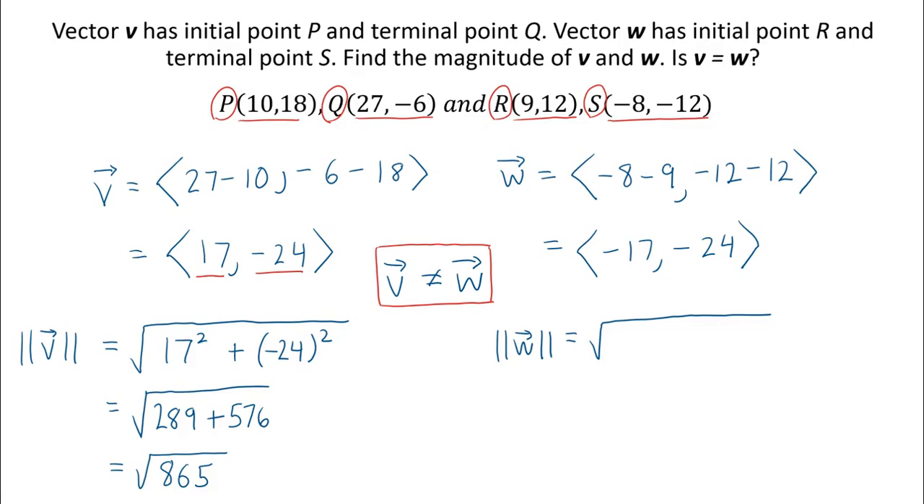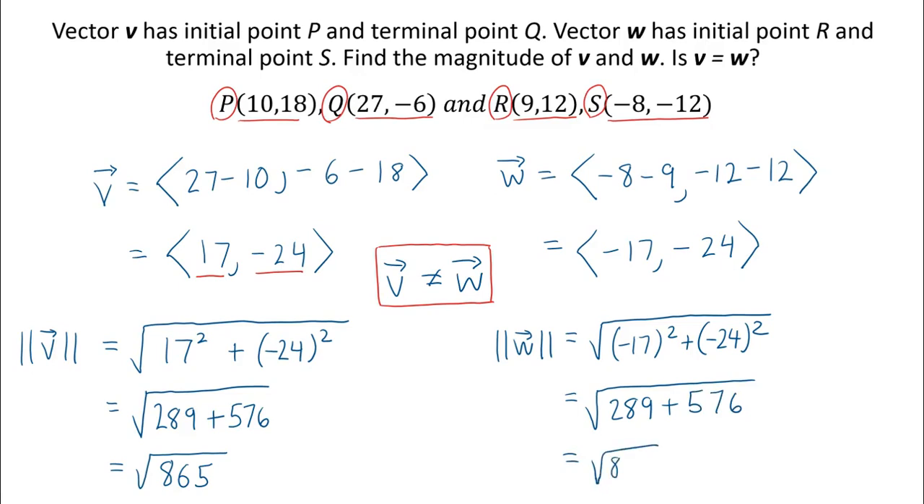That would be the square root of negative 17 squared plus negative 24 squared, which is equal to the square root of, negative 17 squared is the same thing as 17 squared, so that would be 289, and negative 24 squared is the same thing, obviously, as 24 squared, which would be 576, which would get us the square root of 865. So we see that vector v and vector w have the same length, but we found that they are not equal, which means they must be pointing in different directions or have a different slope.